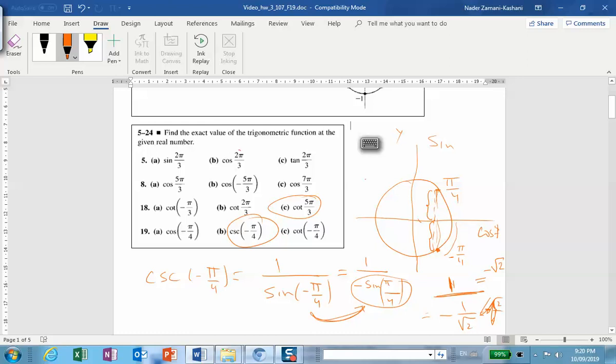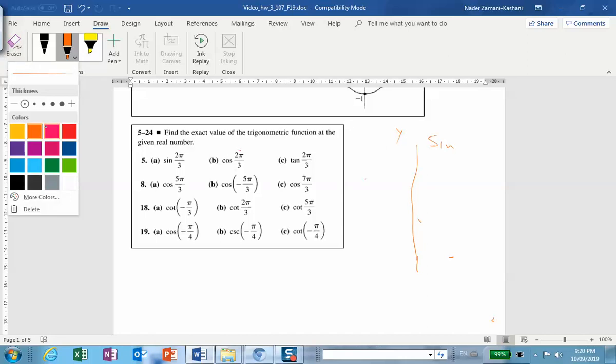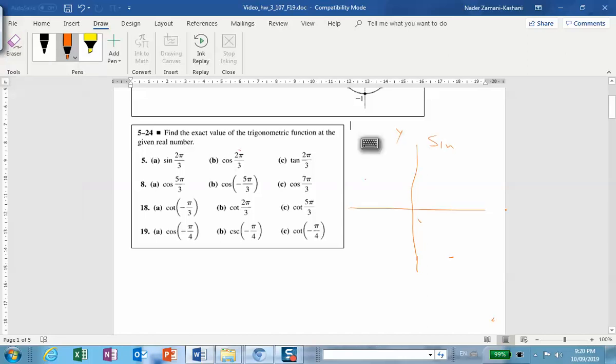Let's do the last one here, and this is going to be the end of video 1 for homework 3. And then the rest of the homework I'm going to do in a separate video segment. Okay, so let's do it. This is the cosine axis, that is the sine axis. There we are, and we're doing this one.